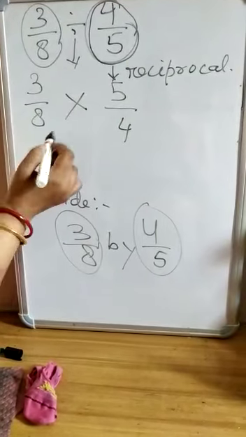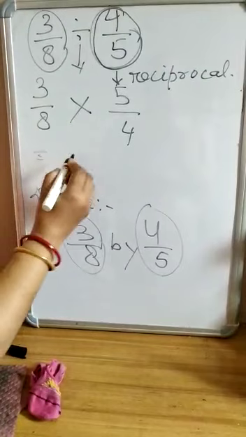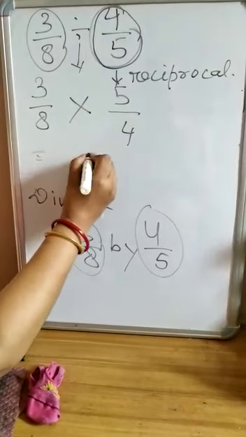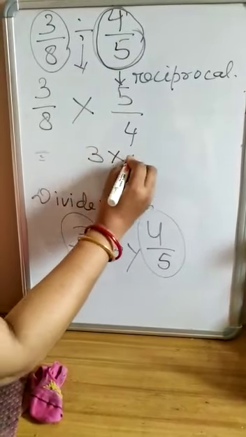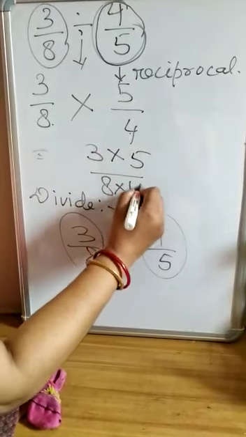Now it is 3 by 8 into 5 by 4. Now here we see that numerator will be multiplied with numerator, 3 into 5, and denominator will be multiplied by denominator. Okay?